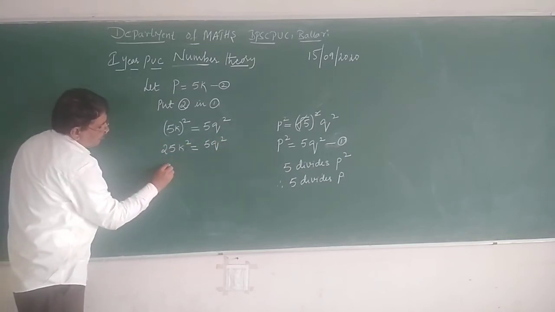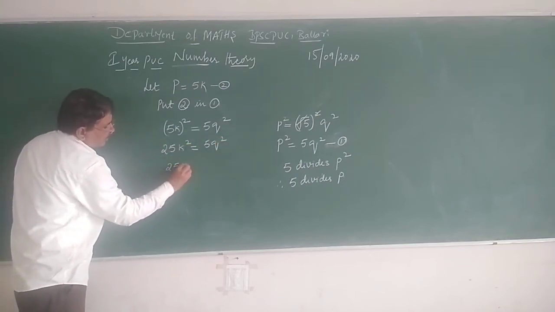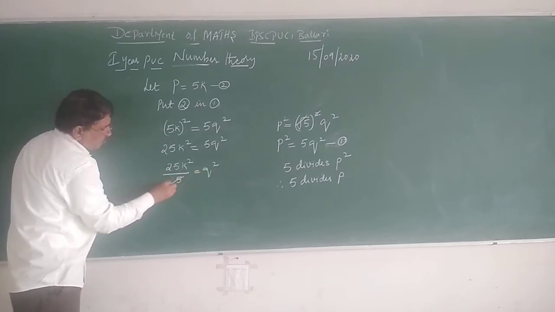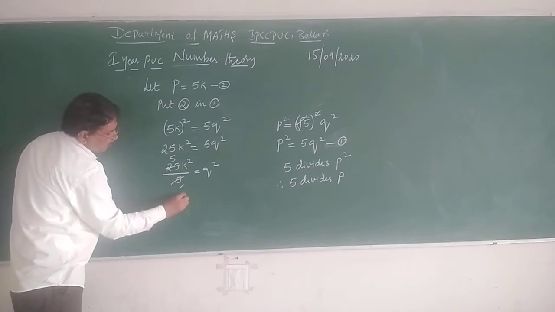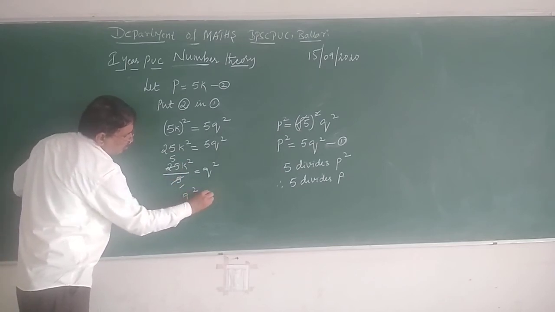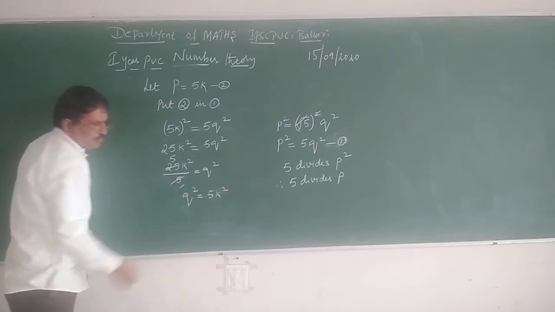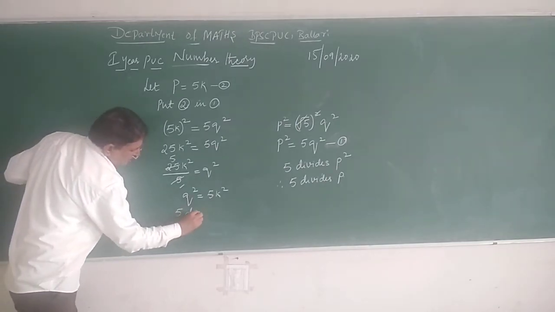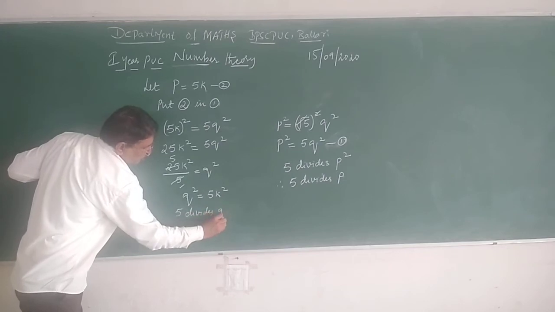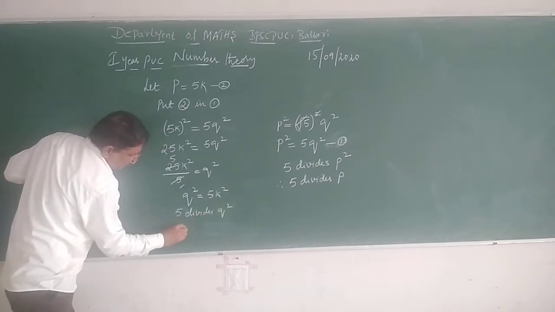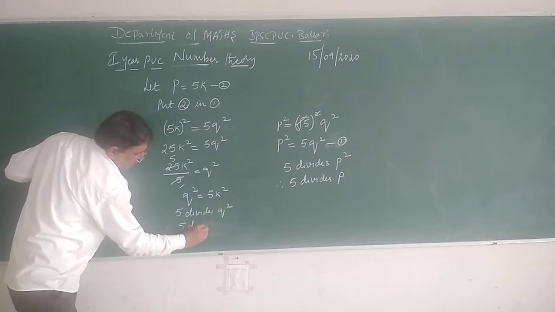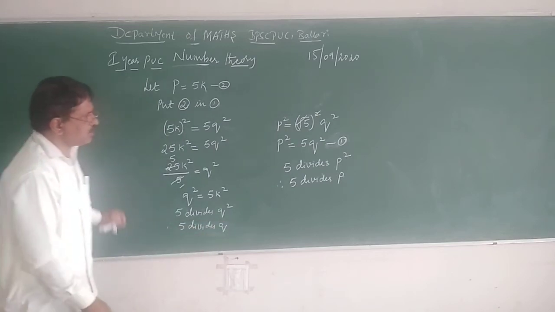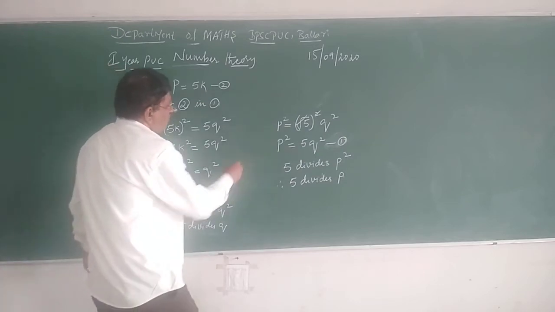No doubt, if I bring 5 this side, 5K square divided by 5 is equal to Q square. 5 one time, 5 times. Very clearly, Q square is equal to 5K square. So from this I can tell that 5 divides Q square, therefore 5 divides Q.